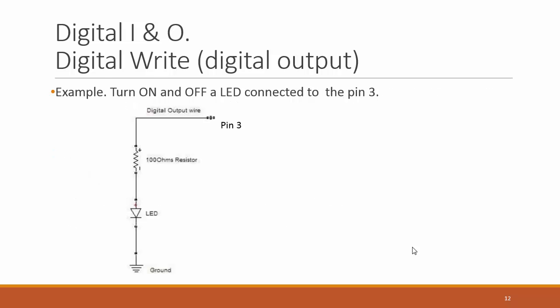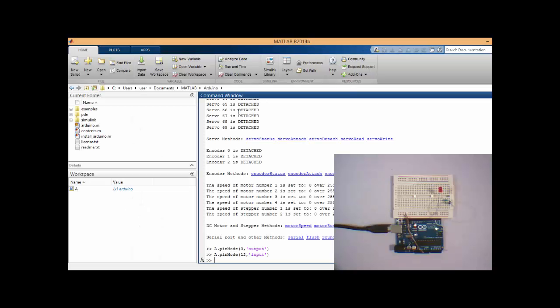This is the electrical connection to turn on and off a LED connected to the digital pin 3, previously configured as output. This change is known as logic high and logic low levels, turning on and turning off the LED.